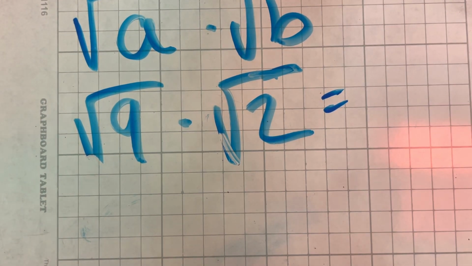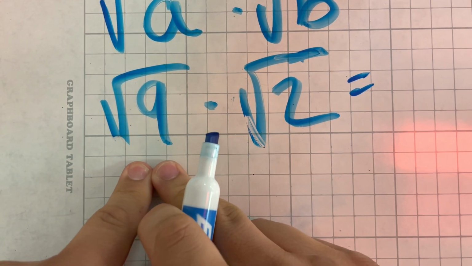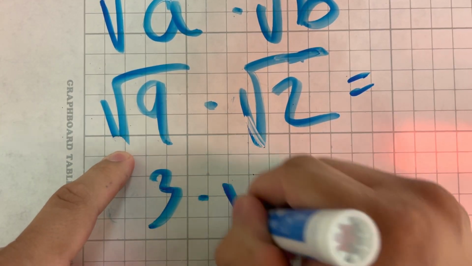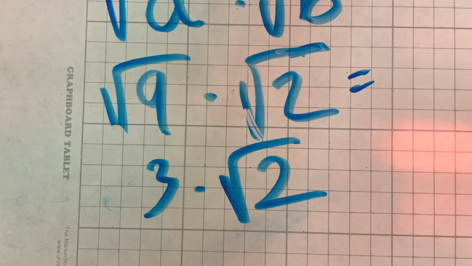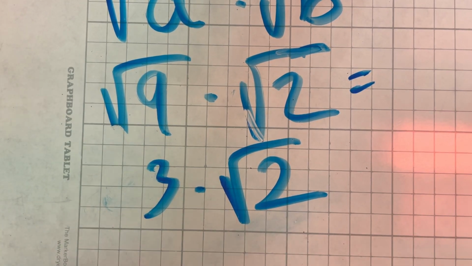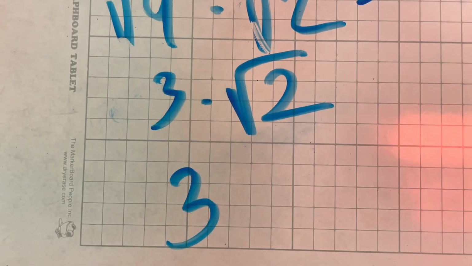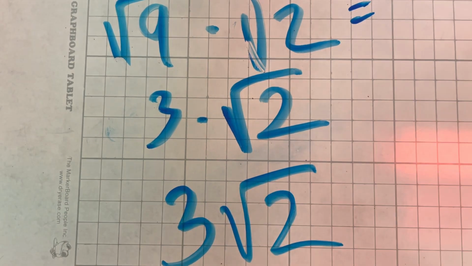But if we're simplifying it, square root of 9 times square root of 2, well, we know what the square root of 9 is. It's 3 times the square root of 2. Because this is the whole number, this is a square root. When I multiply them, my final answer is simply just 3 square root of 2.